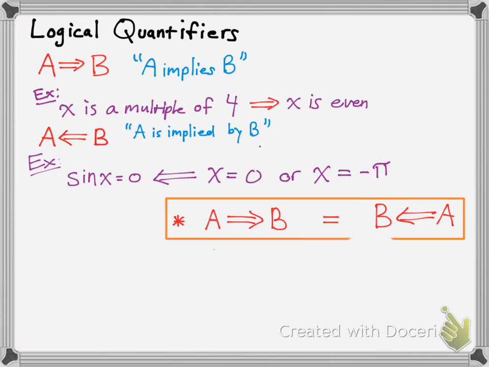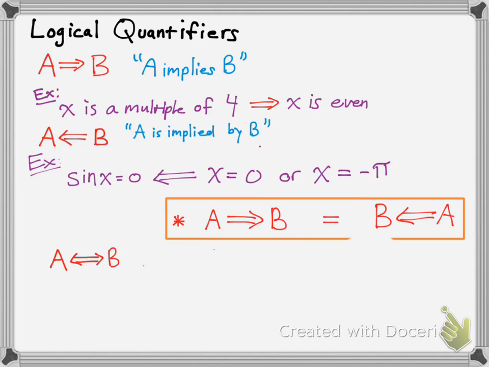And one thing to note is that A implies B also means the same as B is implied by A. You can notice how the arrows are both pointing towards B. That's how you can tell they're the same.